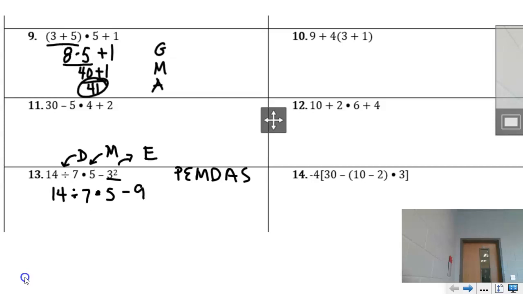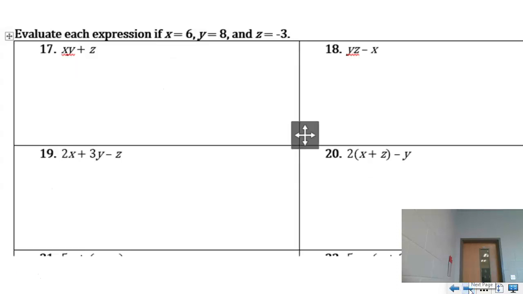And then you just want to be careful about making sure that you work multiplication and division from left to right. So you have a decision to make about whether to do 14 divided by 7 first or 7 times 5 first. And that's where I'm going to leave you on this problem to complete the rest yourself. And let's flip over to the back side of the page and let's take a look at some substitution.